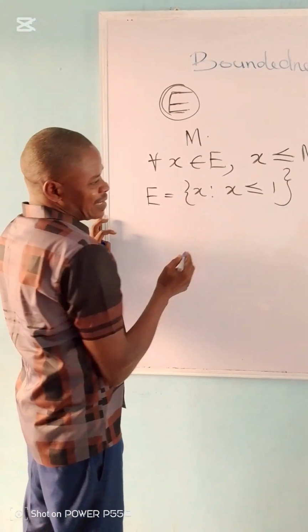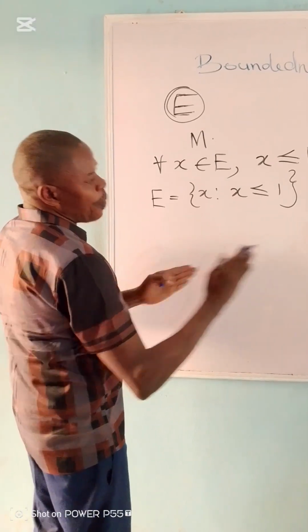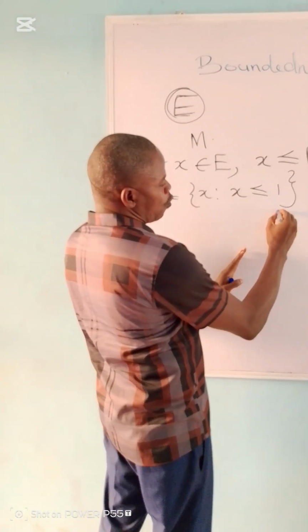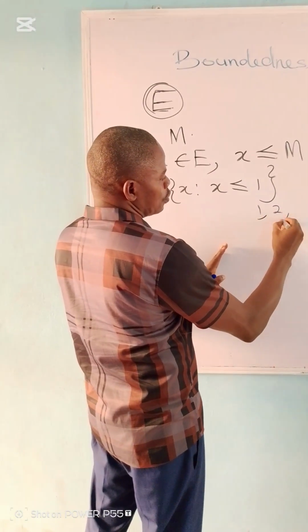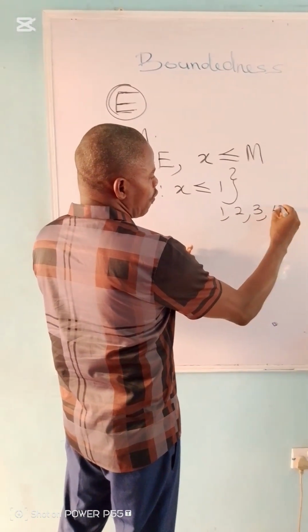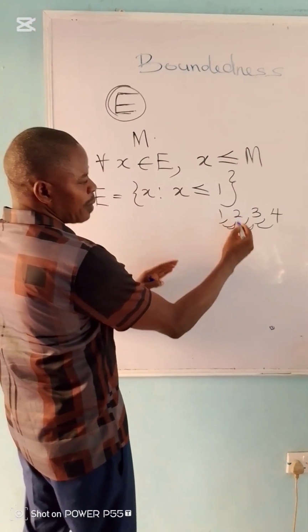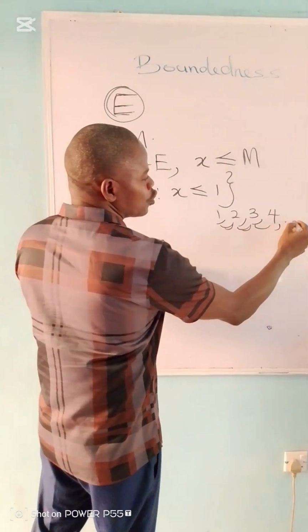For example, if E is the set of x such that x is less than or equal to 1, in this particular set, we have upper bounds. And what are the upper bounds? The upper bounds are 1, 2, 3, 4, and the numbers between them. Numbers between 1 and 2, between 2 and 3, 3 and 4, and so on.